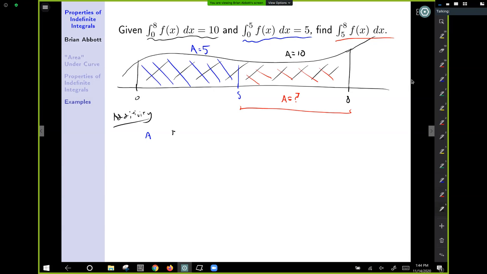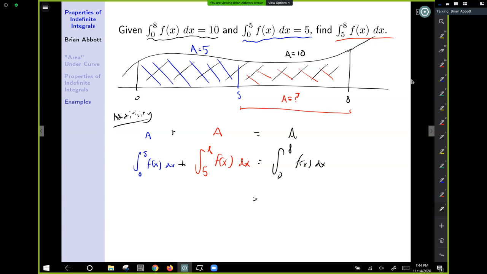Plus my red area equals the black area. Well, so what is the blue area? Well, the blue area is the integral from 0 to 5 of our function f of x dx, plus the red area is given by the integral from 5 to 8 of f of x dx, and that's equal to our overall area, 0 to 8, f of x dx.